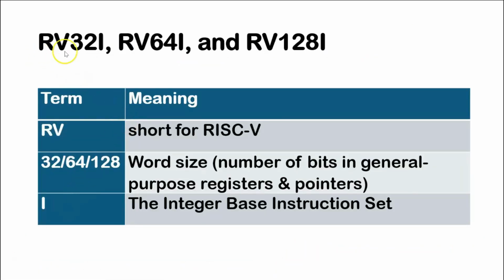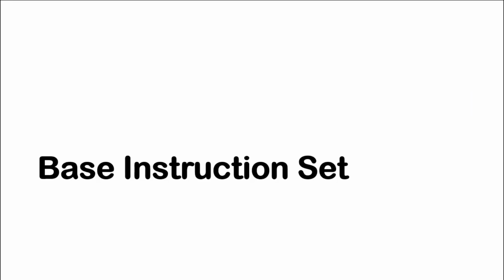So what do RV32I, RV64I, and RV128I mean? The RV is short for RISC-V, and the 32, 64, or 128 is the word size, the number of bits in general purpose registers and pointers. And the I here means the integer base instruction set.